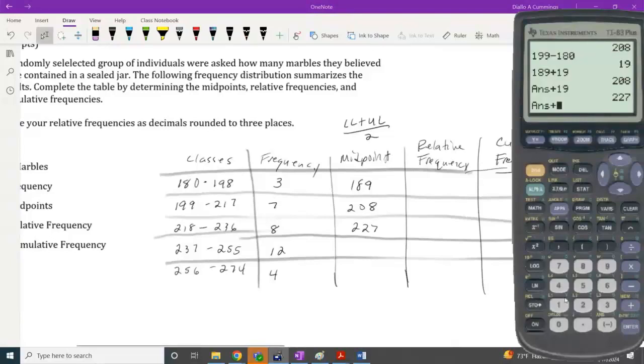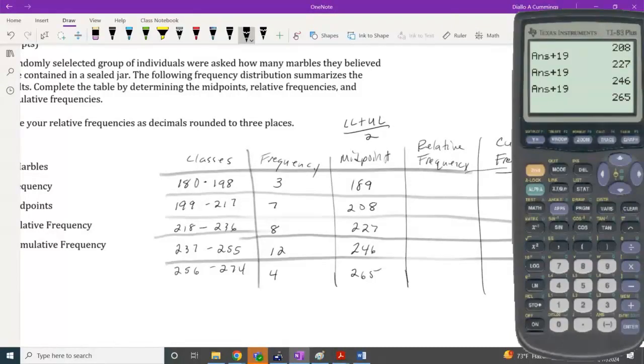I can add 19 again and I get 246. If I add 19 again, I get 265. So there are one or two ways you can do it. You can either use the formula for each class, or you could use the midpoint formula for the first class and simply add the class width.